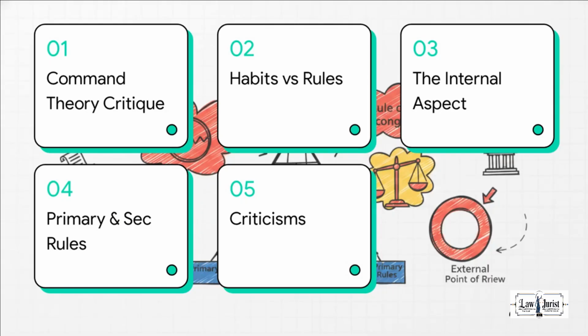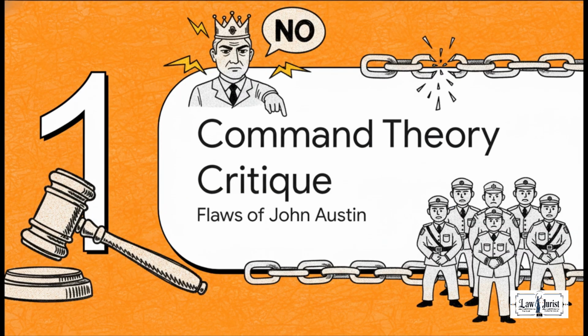Okay, here's our syllabus for today. We'll start by deconstructing command theory, move into the micro level of habits versus rules, explore the internal psychology of law, scale up to primary and secondary rules, and finally evaluate academic criticisms of Hart's framework. Let's dive in. Section 1.